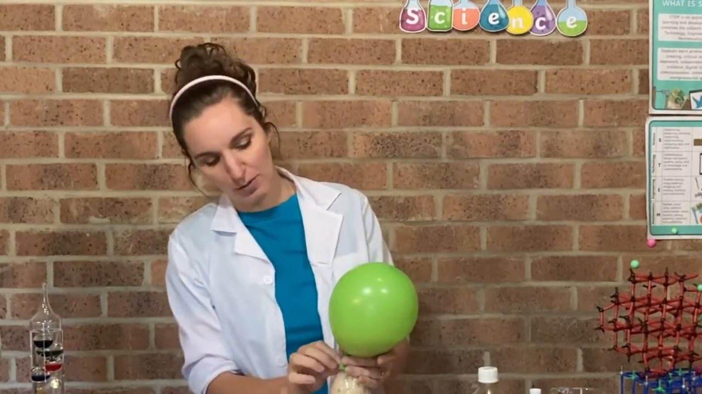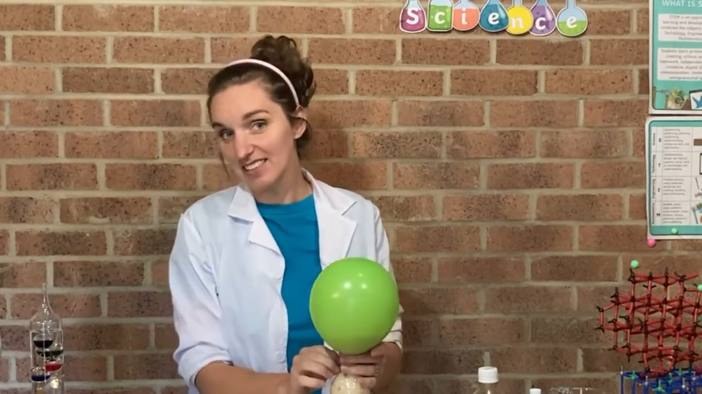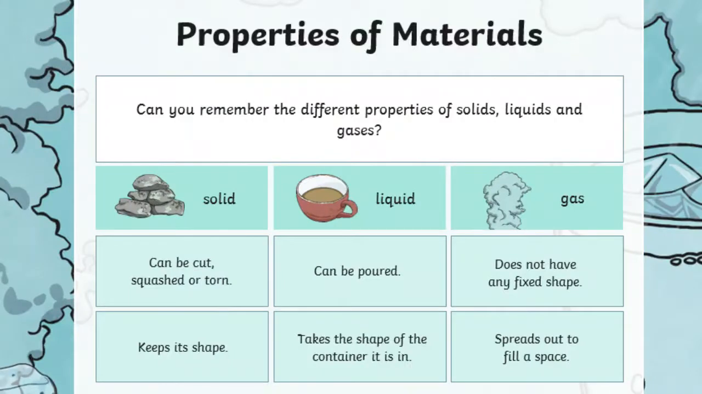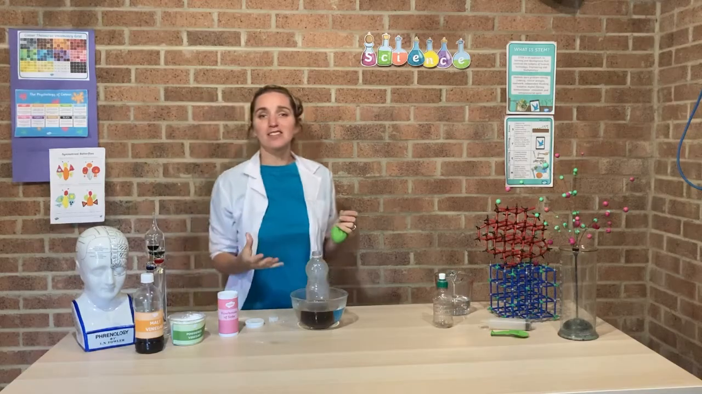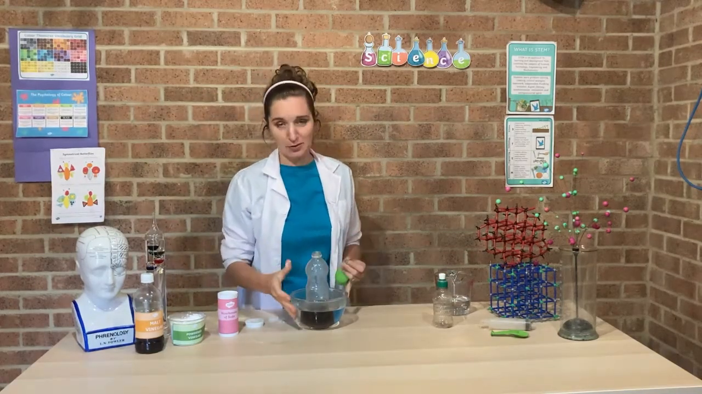And those are some of the properties of solids, liquids and gases, as we can see in this experiment where we've got solid bicarbonate, liquid vinegar, and then we've got gas. And this gas we've actually made is carbon dioxide. Science is all about observation and experimentation.